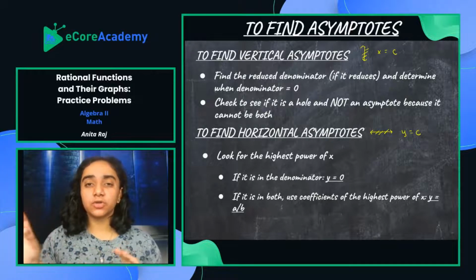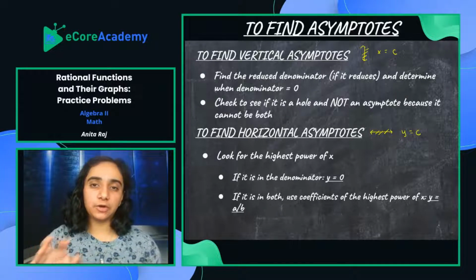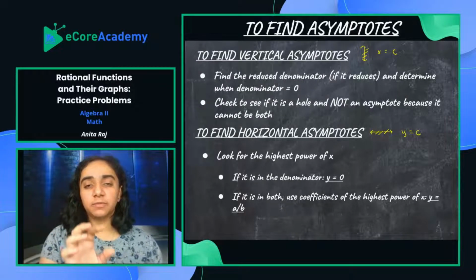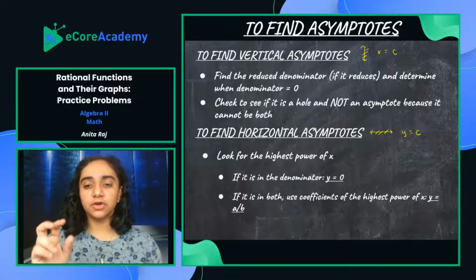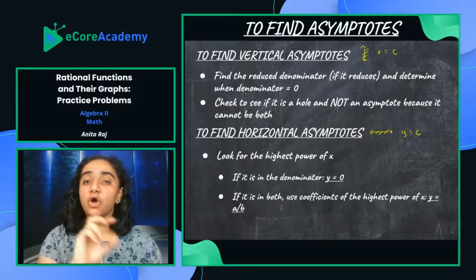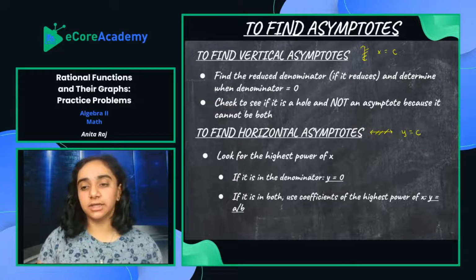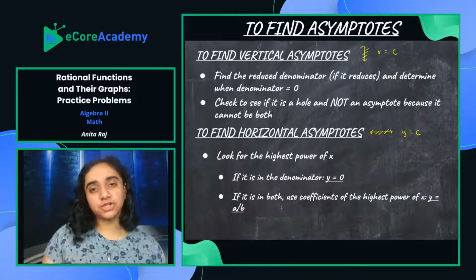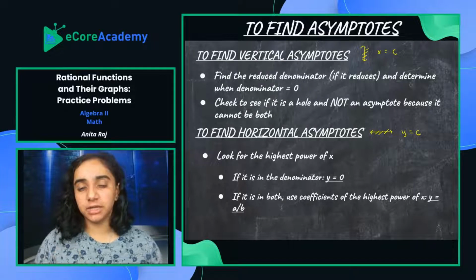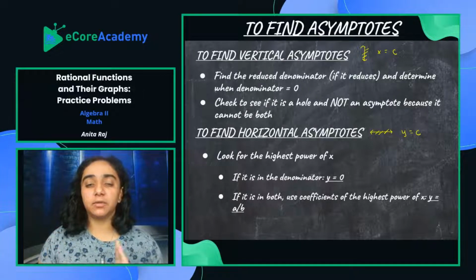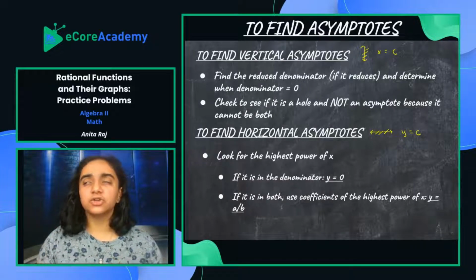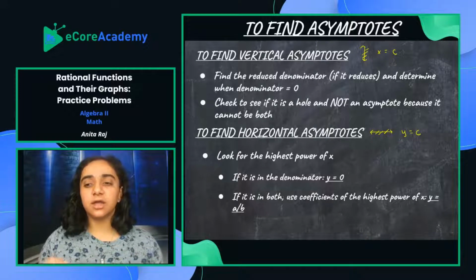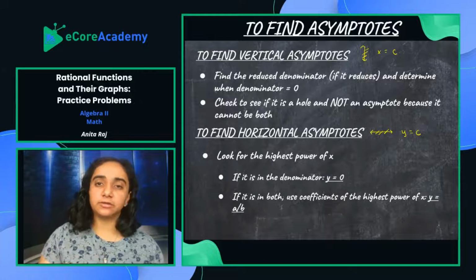So you're going to order those polynomials, if they're not in order, in descending order. You're going to pick the leading term in each, and then determine the coefficients. The coefficient of the leading term of the numerator is a, and the coefficient of the leading term of the denominator is b. Then you're going to divide a by b, and whatever fraction you get, usually a fraction, sometimes a constant, is going to be equal to your horizontal asymptote. So y equals a over b.